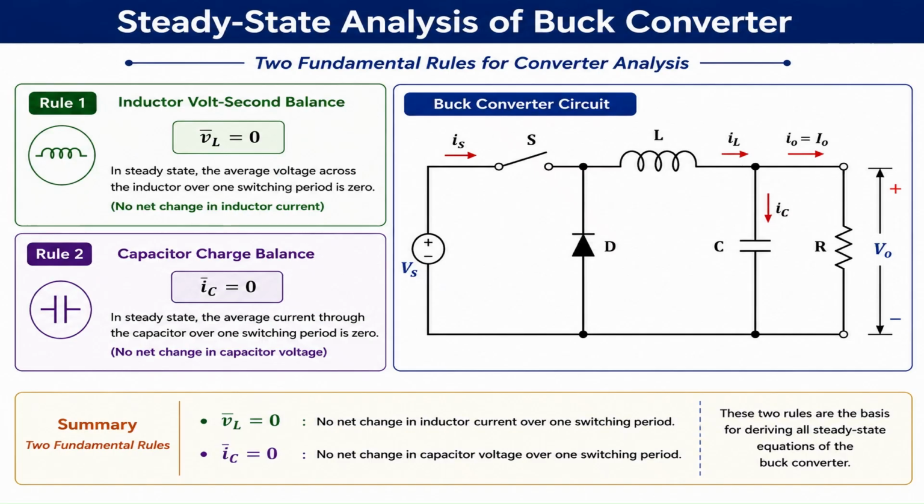So here, when we do the steady state analysis of a buck converter, there are two rules which are to be remembered. One is the inductor volt-second balance, that is, there is no net change in the inductor current, so the average inductor voltage will always be zero. And the other is capacitor charge balance, there is no net change in the capacitor voltage. These are the two rules we have to keep in mind when analyzing a buck converter circuit.